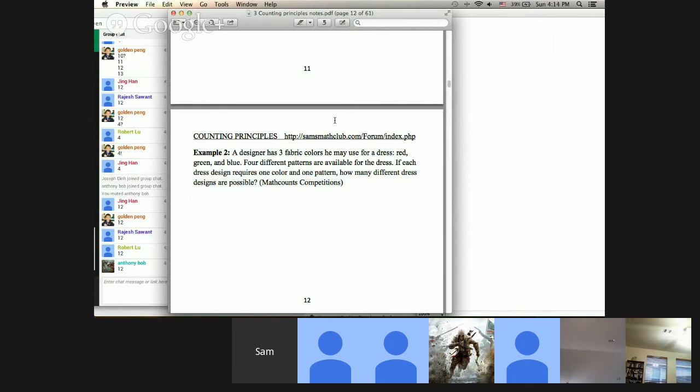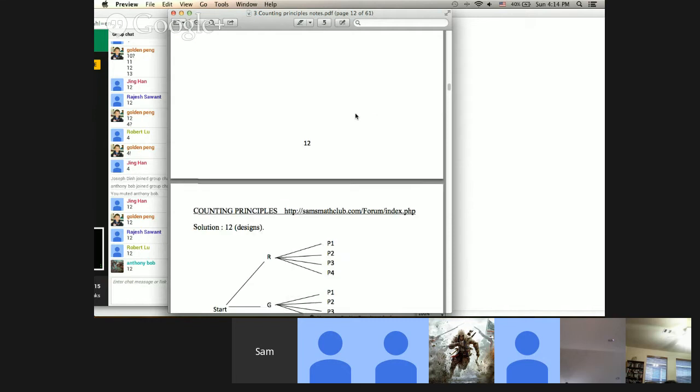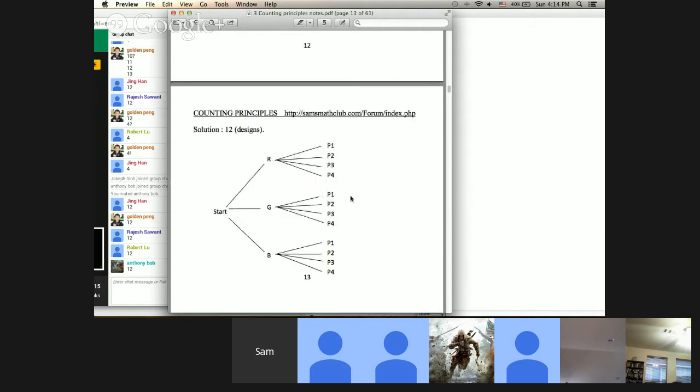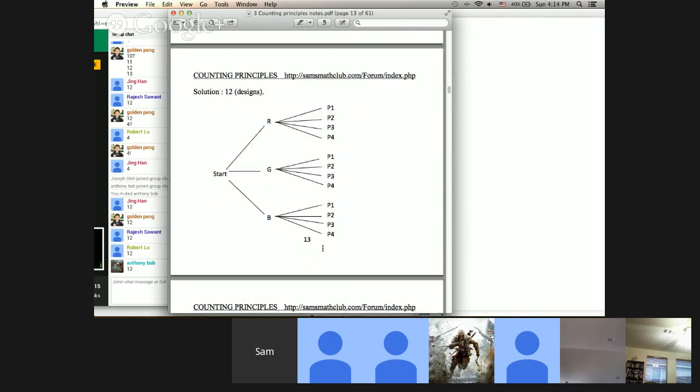Right, so the correct answer is 12. For this one, you could use a chart, but if you think about it using counting, it's just 3 for the first one, times 4 for the second one, so 3 times 4 gives you 12. You can also draw a chart, which is shown right here, and then 3 times 4 equals 12. So this is one where using a chart probably wouldn't be a good idea, but you could.